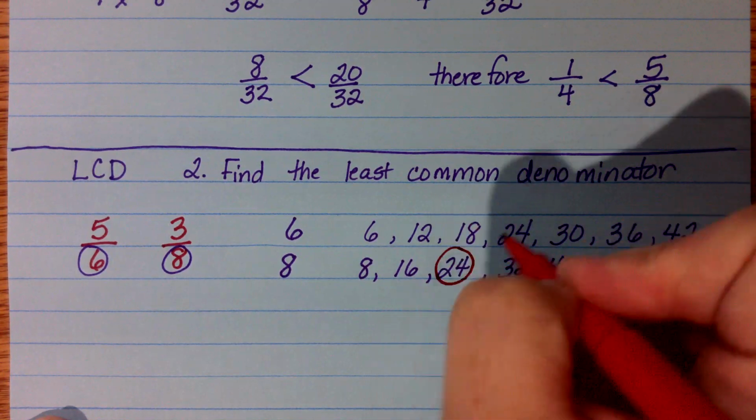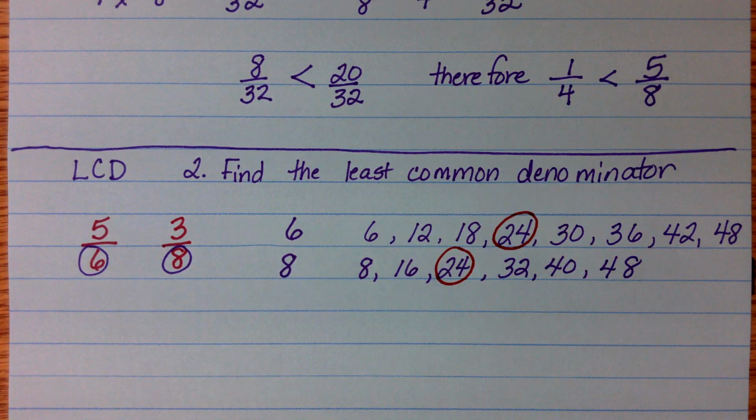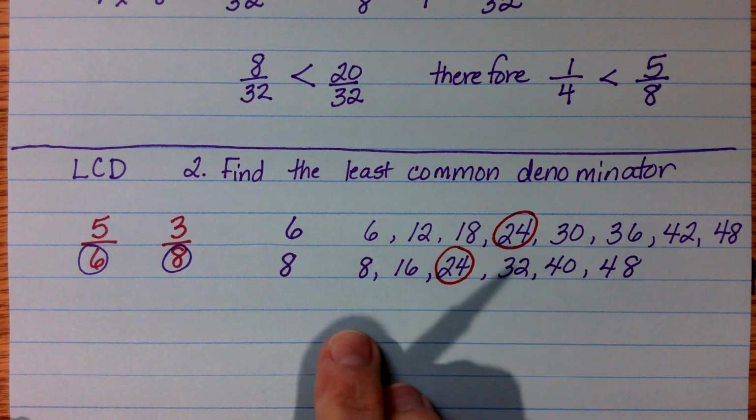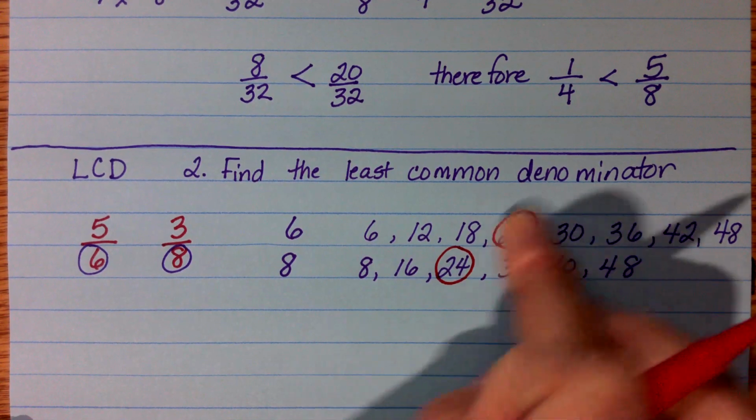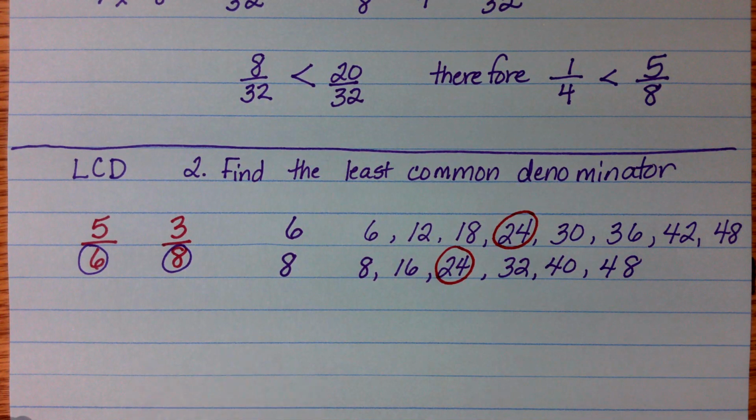Now you may have noticed, well before I finished my multiples, that 24 and 24 are the same. Once I hit that, I don't actually need to keep going. If I see that there is a connection, I just do this for myself so that I can make sure I hit at least one connected denominator for these two numbers.